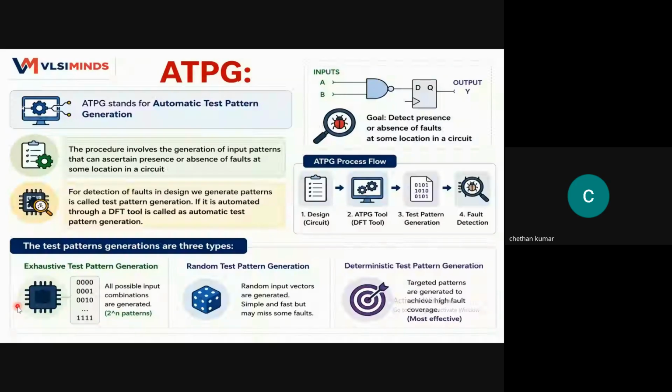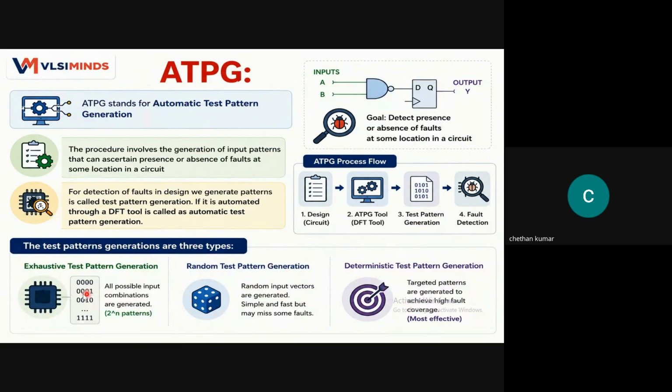Due to that, we will not go with exhaustive test pattern generation. The next one is random test pattern generation. Here it is not following any particular sequence of inputs to be applied. It will just randomly take some inputs and try to find out the defect.